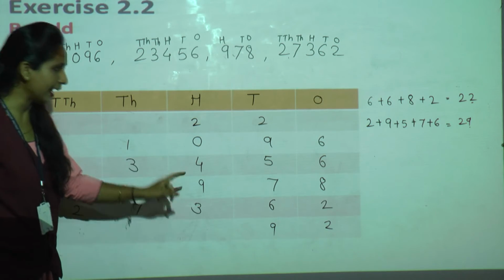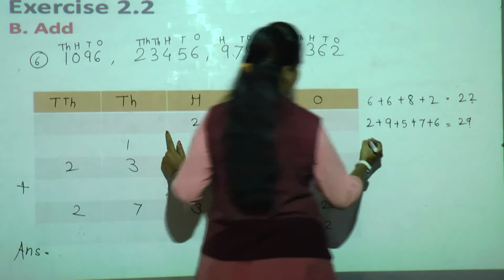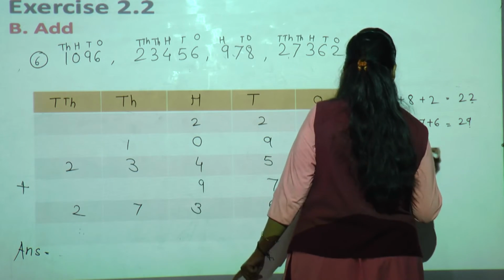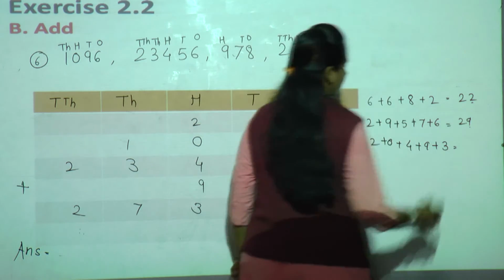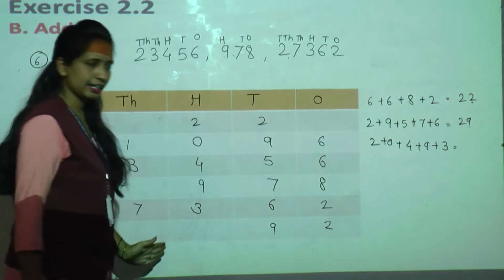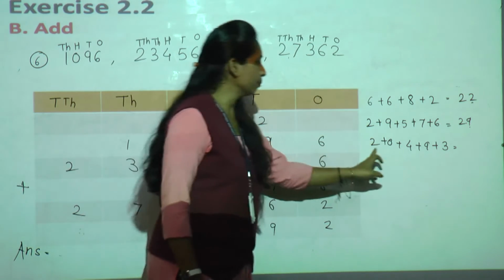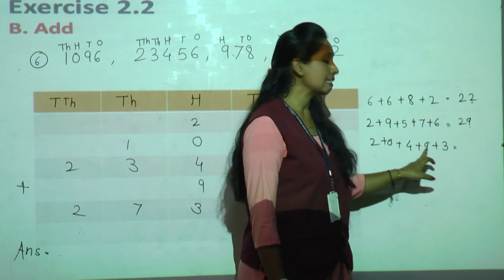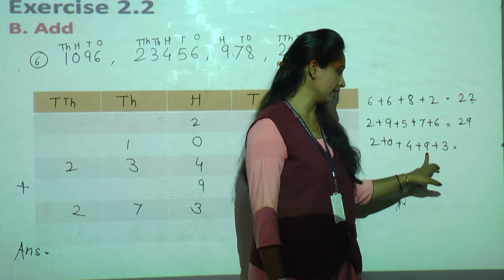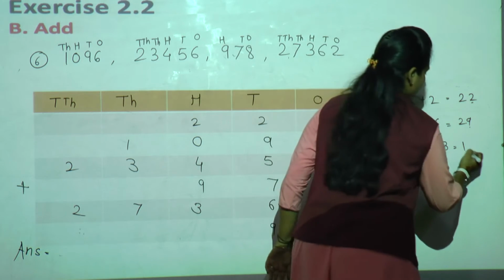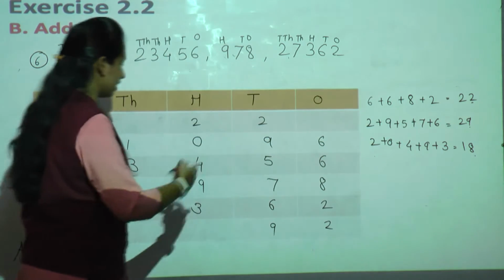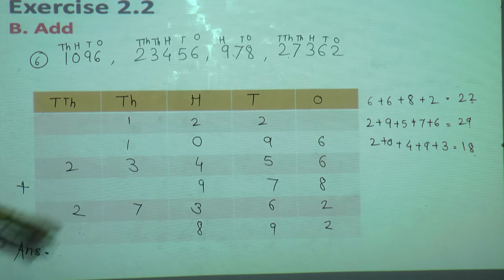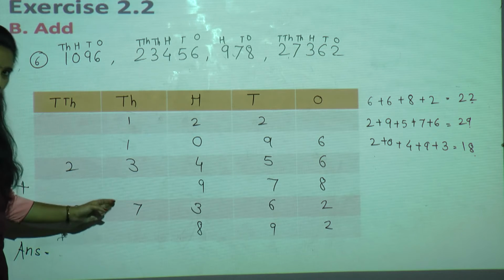Now we will add hundreds place, whatever numbers are given. What are the numbers? 2 plus 0 plus 4 plus 9 plus 3. You can do directly here also. 2 plus 0, 2. 2 plus 4 is 6. 6 plus 9, 15. 15 plus 3 is 18. So I'll write 8 on hundreds place and 1 I'll carry to thousands place. See what I am saying? You can do from here also.